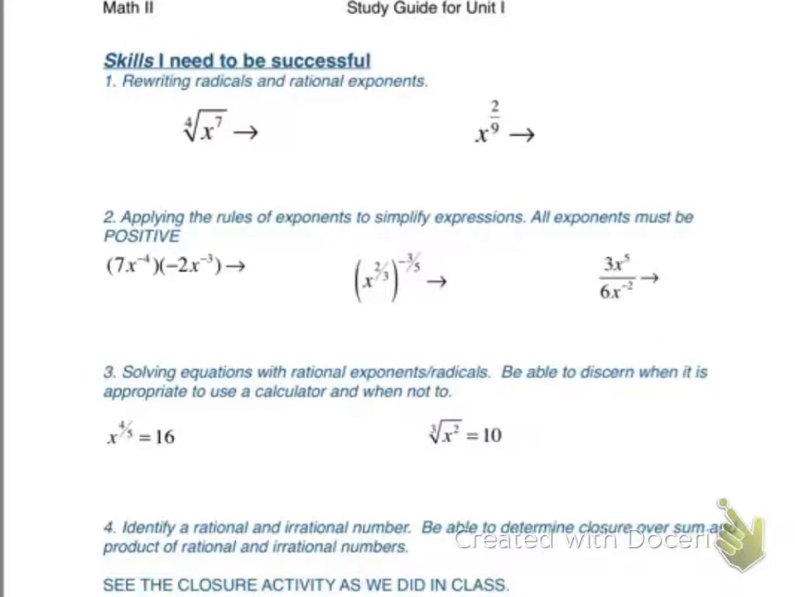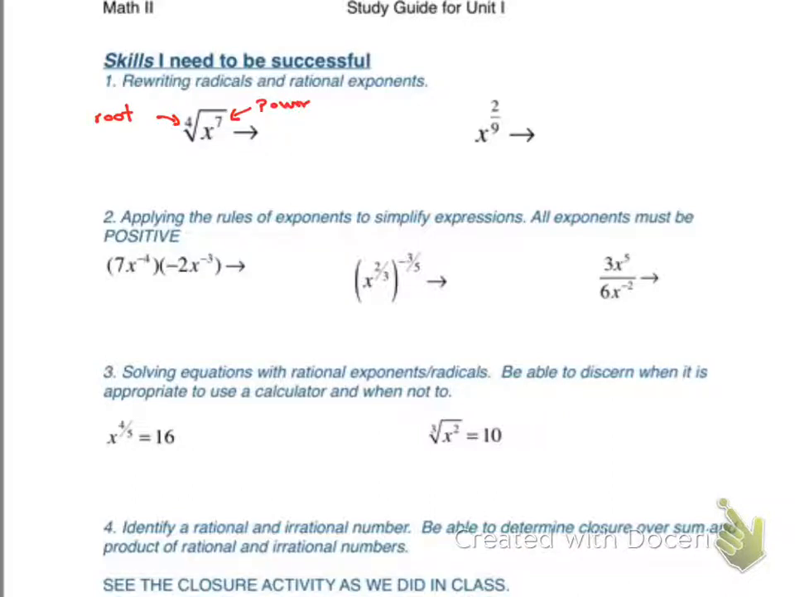Unit 1 Study Guide, page 1. So the first skill that we're going to need to be successful is rewriting radicals and rational exponents. This first one, we're given the fourth root of x to the 7th power. We want to rewrite that as a fractional exponent. Remember that 4 here is your root, and the 7 here is your power.